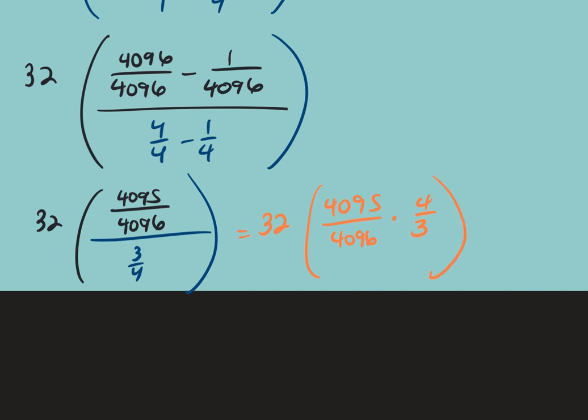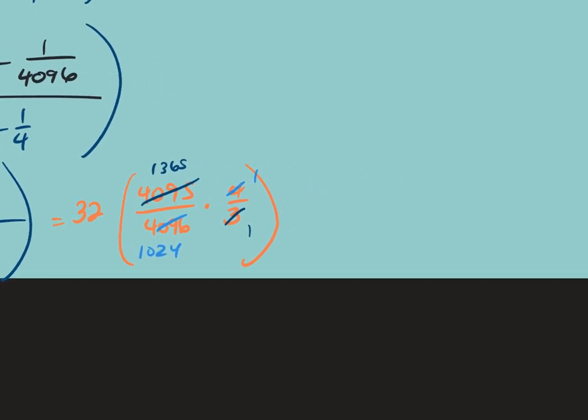This will always reduce. So 4,095 divided by 3 is 1,365. And 4,096 divided by 4 is 1,024. Now I got 32 times 1,365 over 1,024.